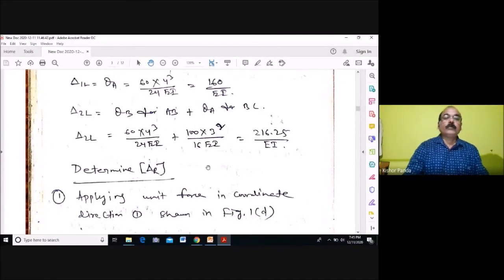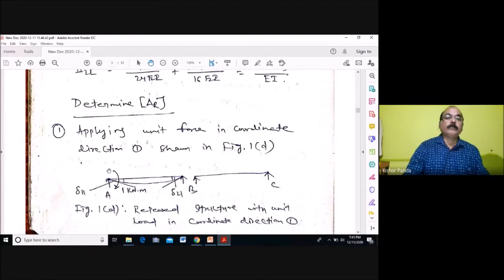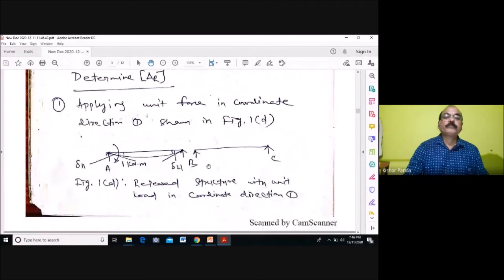So what you have to do? In this case, you have to apply unit force at coordinate 1, then you have to apply unit force at coordinate 2. Remove all the load and only apply the unit force, unit moment. So in this case, you have to apply the unit moment along the coordinate direction 1, and along the coordinate direction 2 you have to apply the unit moment.